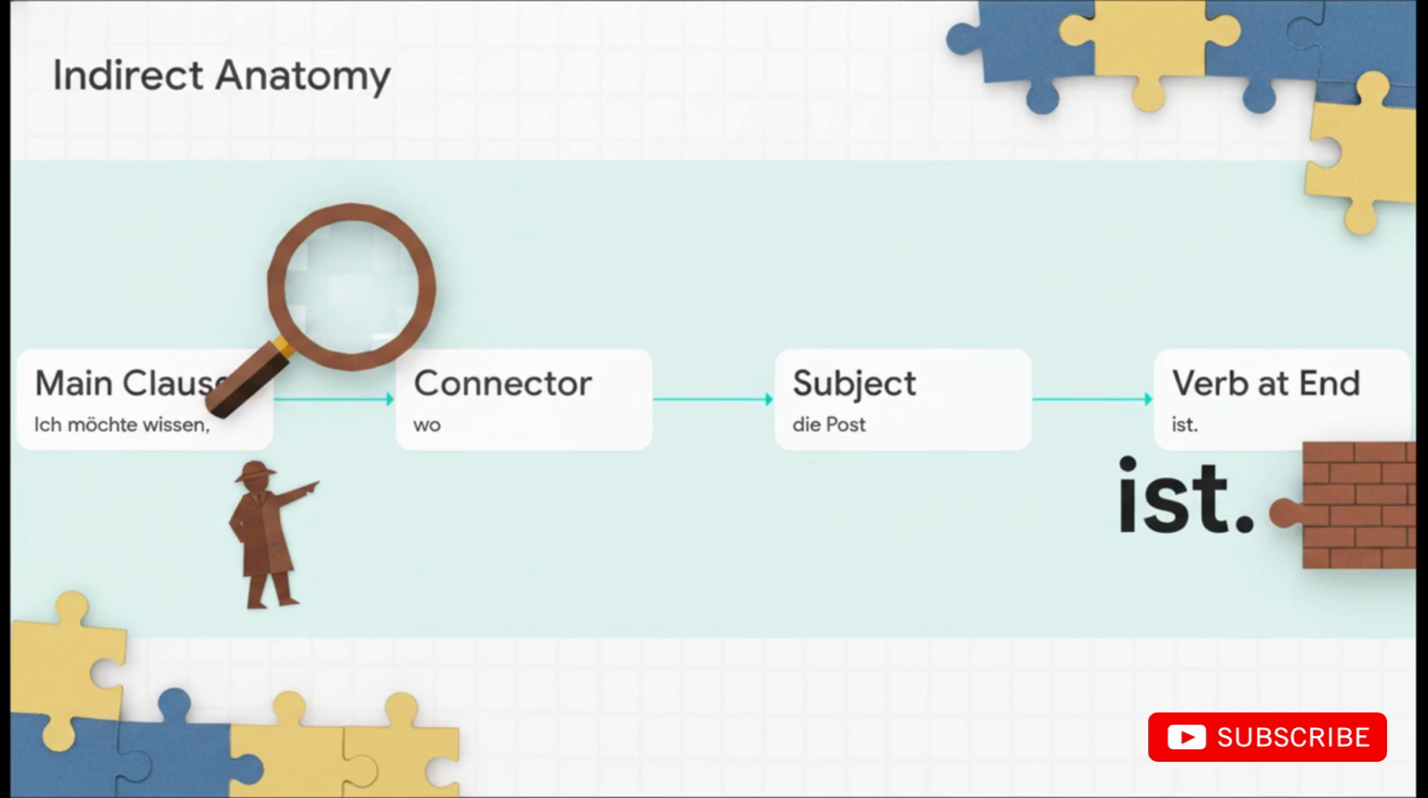And finally, step 4, pay super close attention here because this is the golden rule of German subordinate clauses. The conjugated verb is thrown to the very end of the sentence. Ist. So, putting it all together slowly. Ich möchte wissen, wo die Post ist. The verb gets pushed all the way to the back wall of the sentence. Try saying that out loud. Ich möchte wissen, wo die Post ist. You can literally feel the verb anchoring the end of your thought, right?